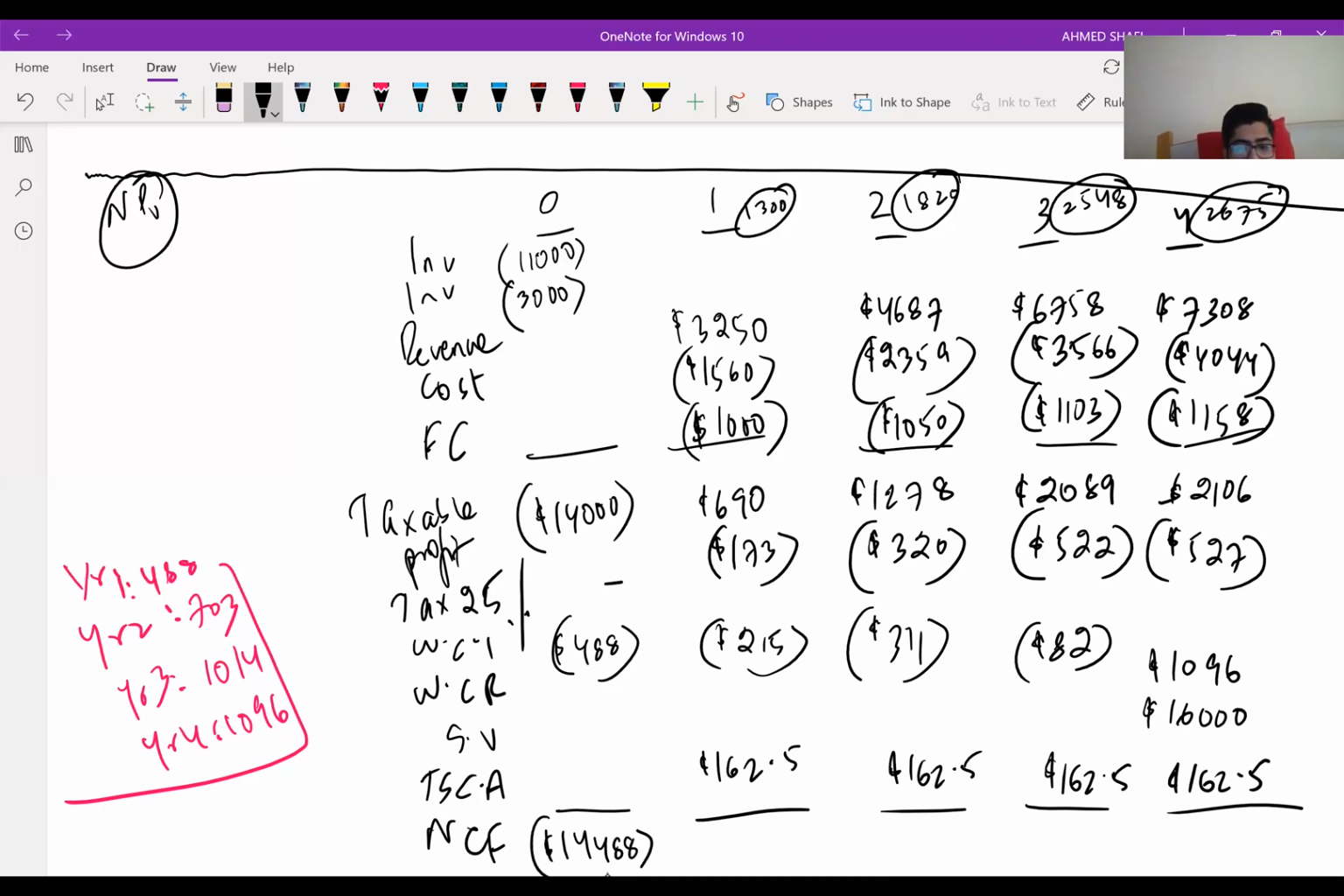14488, 465, 809, 1648. Okay, these are the net cash flows.